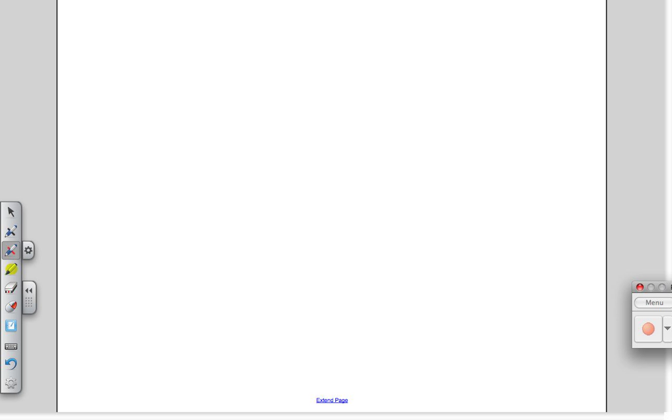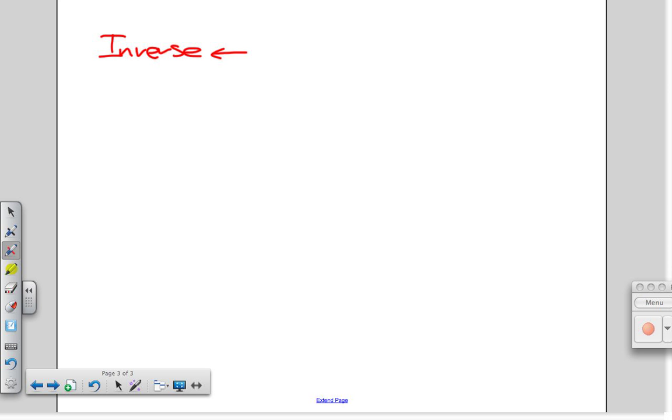Let's do a little tutorial on inverse functions now. Okay, so inverse means to undo something. Means to undo it.